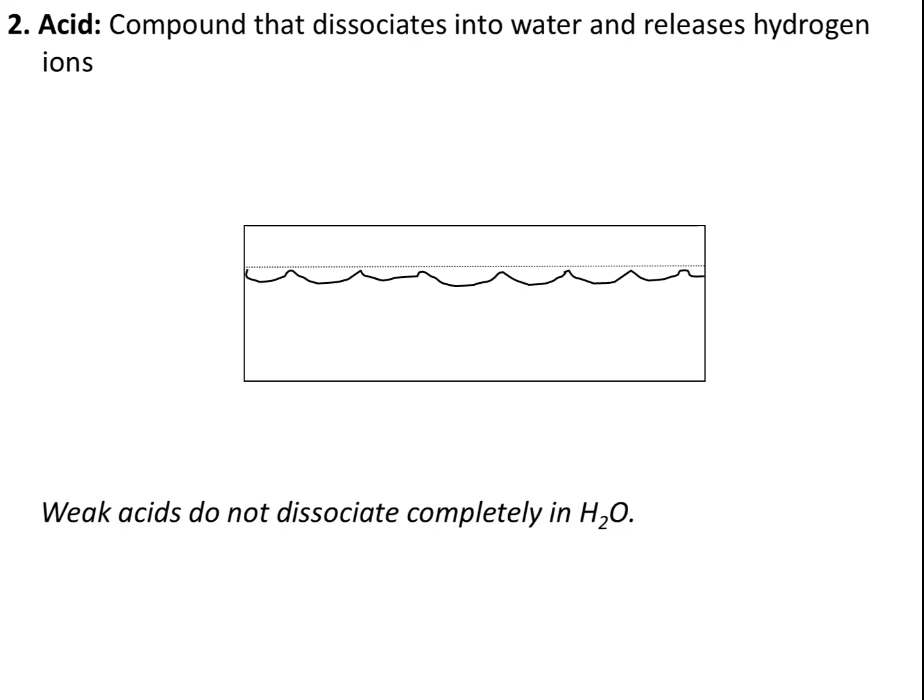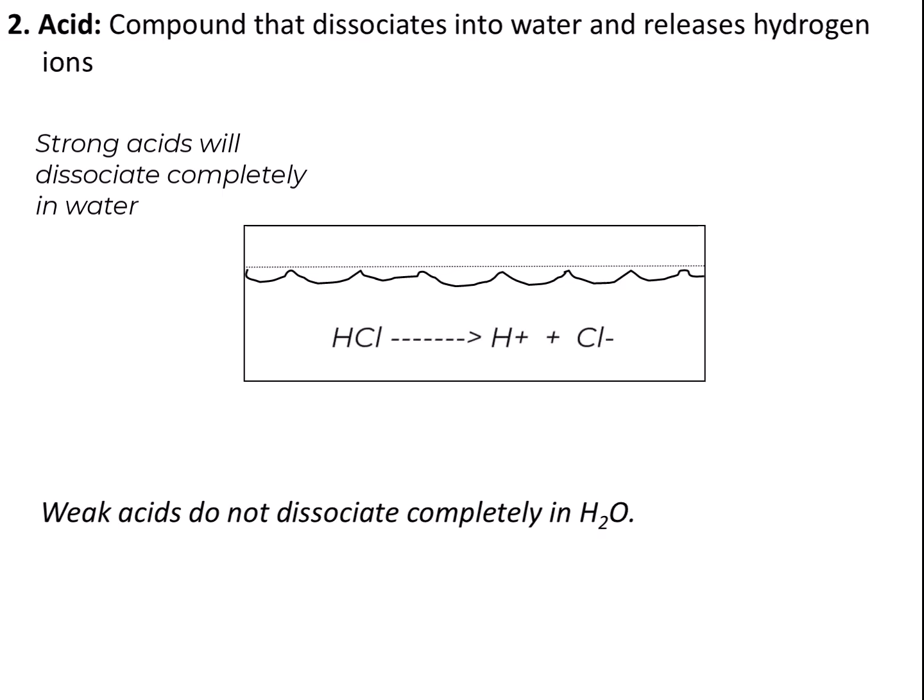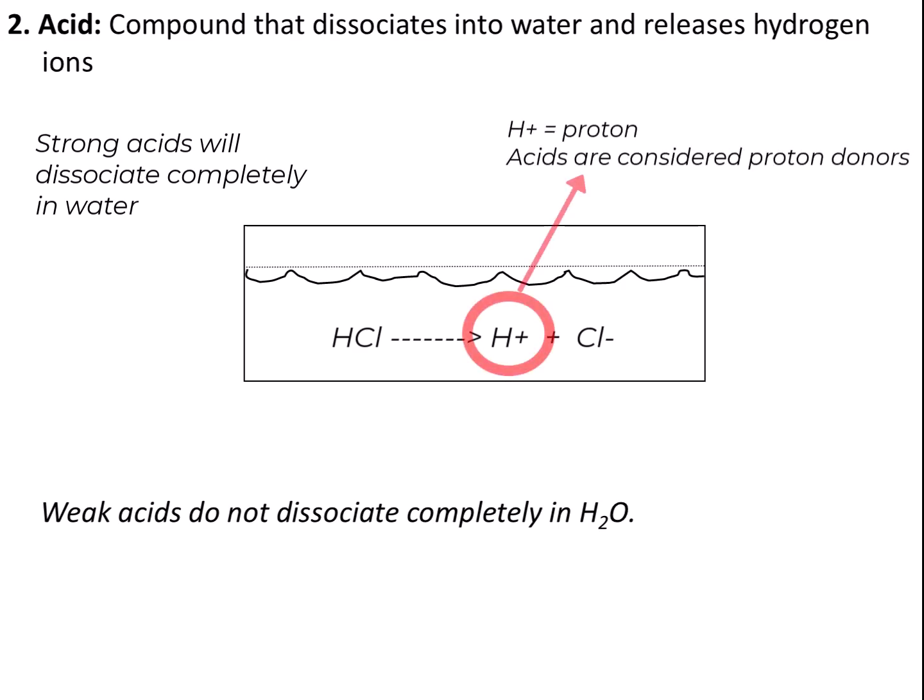Let's look at acids, bases, and salts. Acids are compounds that dissociate in water and release hydrogen ions. When you put a strong acid in water, the acid will dissociate completely in the water. Hydrochloric acid is a very strong acid, so when you put it in water, it dissociates to form hydrogen ions and chloride ions. The hydrogen ion is considered a proton, so acids are often referred to as proton donors, which means they release protons in water. This becomes important when we talk about buffers a little later.